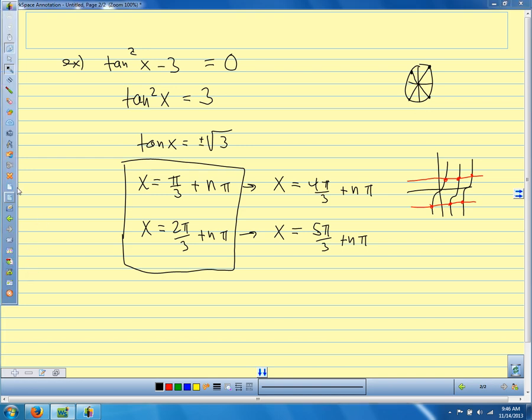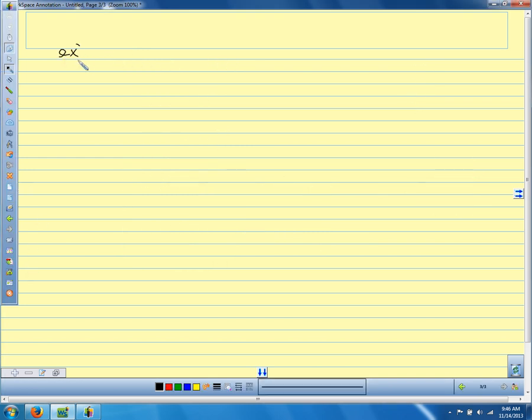Okay. Let's make it just a touch more complicated. Let's say we have secant theta cosecant theta equals cosecant theta. And we want to solve this. Because we have these two trig functions mixed together, we're not going to have one trig function on one side of the equation. We want to get all of them on one side of the equation.